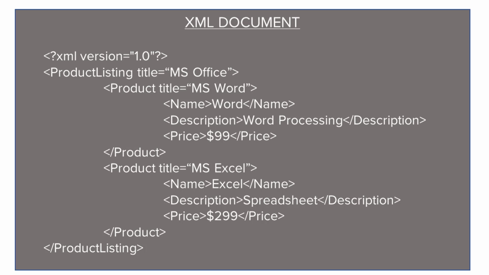So we know the product listing is about Microsoft Office and the product is about Microsoft Word. So when you have two products, now you can differentiate with the title. So that's the benefit of attribute. Attributes generally are small parameters or a property to a tag or to an element that you can define to differentiate between multiple repetitions of the product.